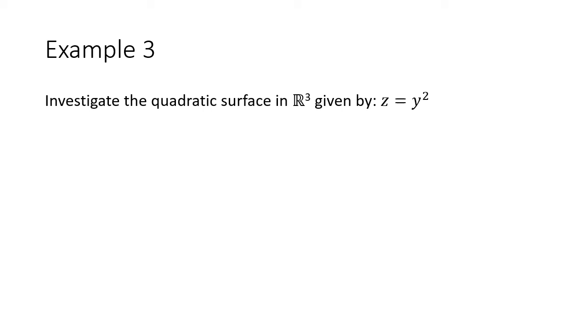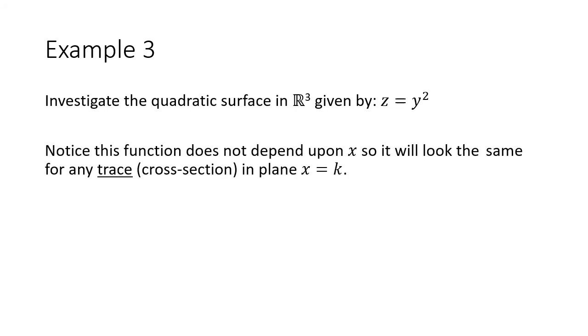One last example in this short section. What about the quadratic surface in R3 given by z equals y squared? This one is very similar to the last one in that even though we're in R3, we're only given 2 variables in the equation. In this case, we're missing the variable x, which means it's going to look the same for any trace or cross-section in the plane x equals k.